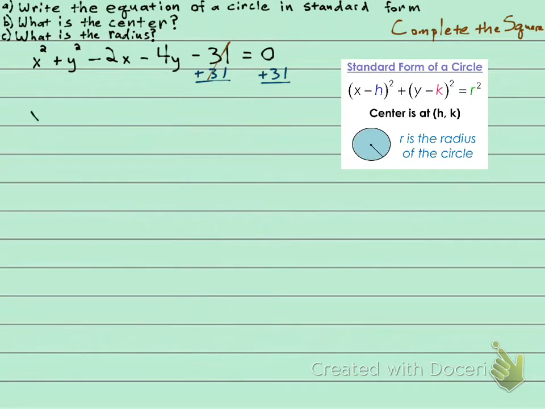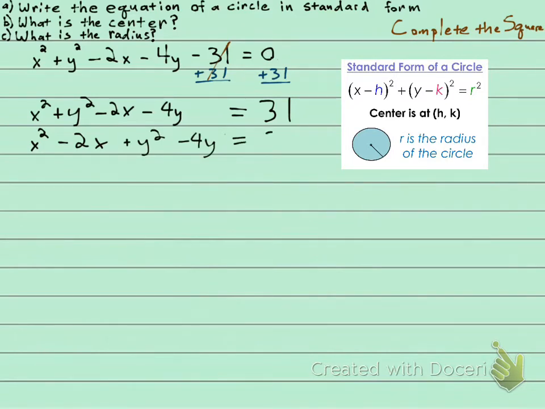So I'm going to have x squared plus y squared minus 2x minus 4y equals 31. Next thing we want to do is group the x's so that we can complete the square, and then group the y's. So I'm just going to rearrange these. X squared minus 2x, okay, that came from right here. I'm just bringing it over there, plus y squared minus 4y equals 31.